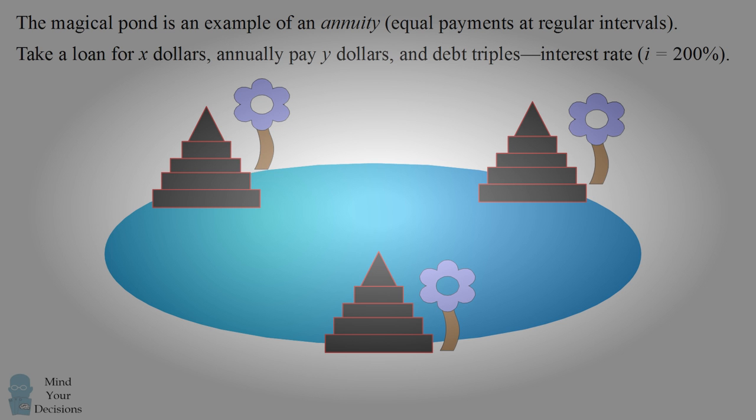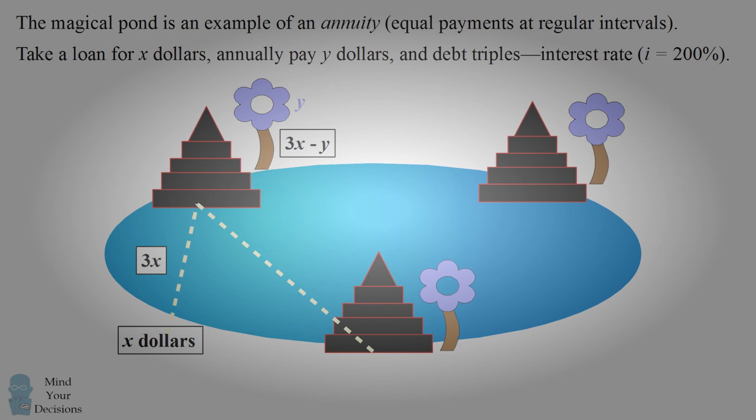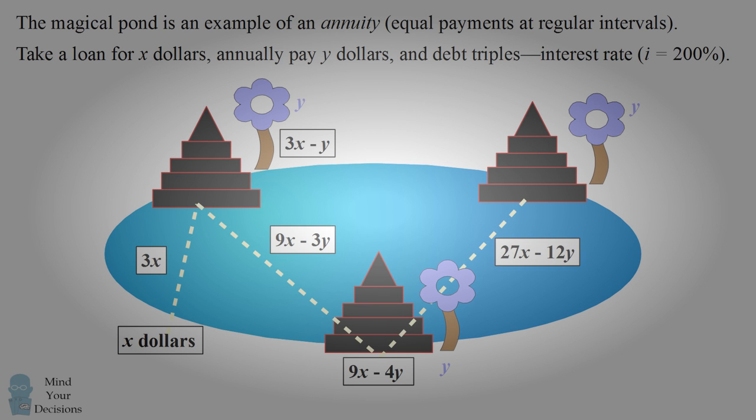Imagine we take a loan out for X dollars. Every year we pay off Y dollars of the loan, but each year the amount of debt that we have remaining triples. We have an interest rate of 200%. If each temple is one year, this would exactly lead us to the same algebraic problem of paying off a debt in 3 years, in which we have an equal payment of Y every year, and the outstanding debt triples. At the very end, we would want our debt to be 0.